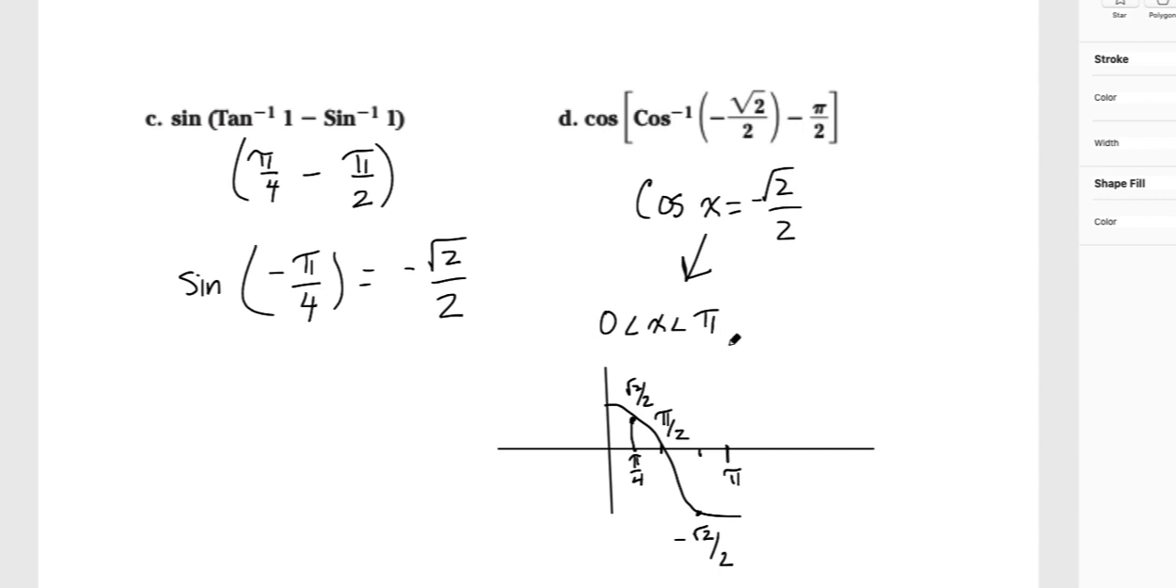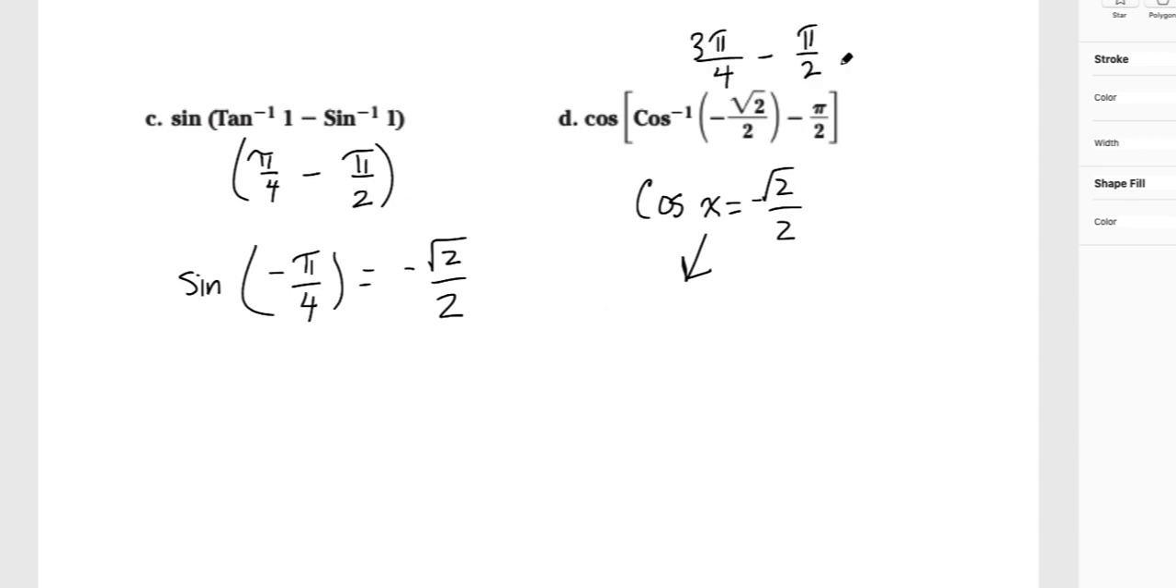So from 0 to pi, we get that x value has to be at 3 pi over 4. So we got that. So this is 3 pi over 4. Now that that's taken care of, we're going to subtract 3 pi over 4 minus pi over 2 to get pi over 4. Can you see it? I've got 3/4 minus 2/4. I'm left with 1/4. So this becomes the cosine of pi over 4. And the cosine of pi over 4 is simply the square root of 2 over 2.